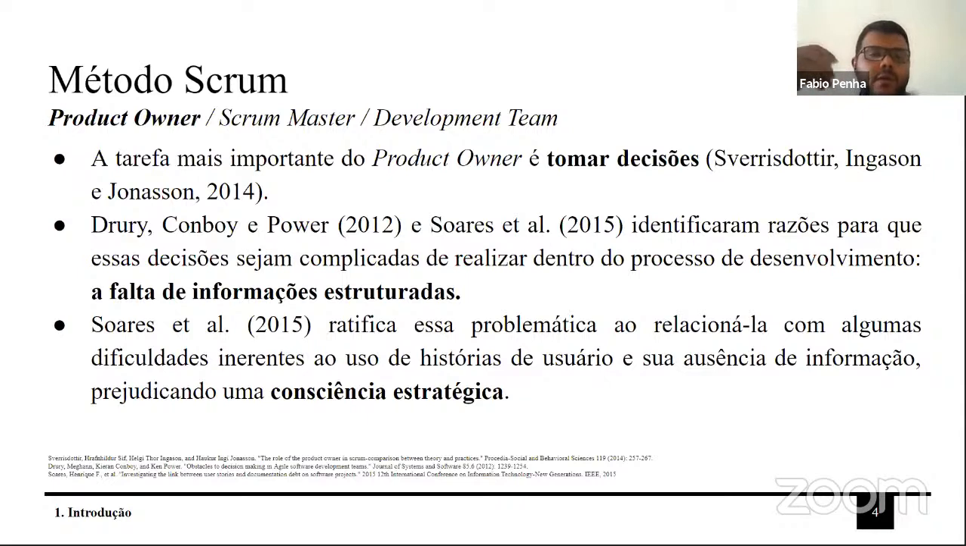Qual item deve entrar no backlog, qual item deve entrar no sprint backlog, como deveria ser a priorização, como ele toma essas decisões. Uma das razões dessa tomada de decisão não ser uma tarefa fácil está associada à falta de informações estruturadas, o que fez a gente observar que as histórias de usuários são muito utilizadas para estruturar essas informações. Mas as histórias de usuário, na sua essência, têm uma ausência de informações que acaba prejudicando uma consciência estratégica, no caso do Product Owner, né?